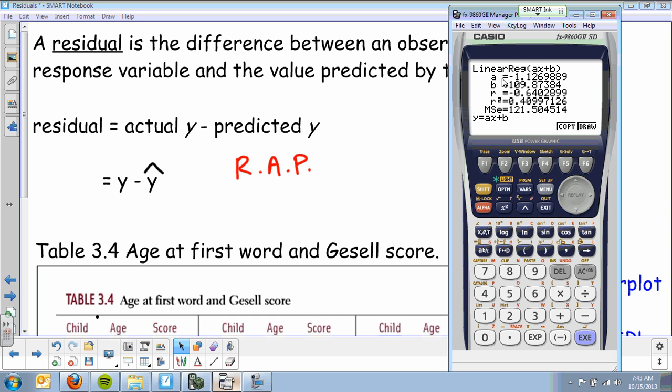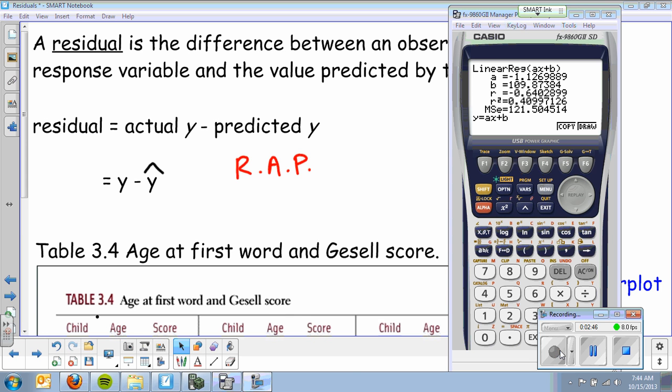Now I'll walk you through it again, just as a quick review. A slope of negative 1.13 states that for each one-month increase in age, every month older the kid gets before they say their first word, their score goes down 1.13. A b of 109.87, the y-intercept, says that a child who first spoke at 0 months would have a score of 109.87. Again, not very relevant.